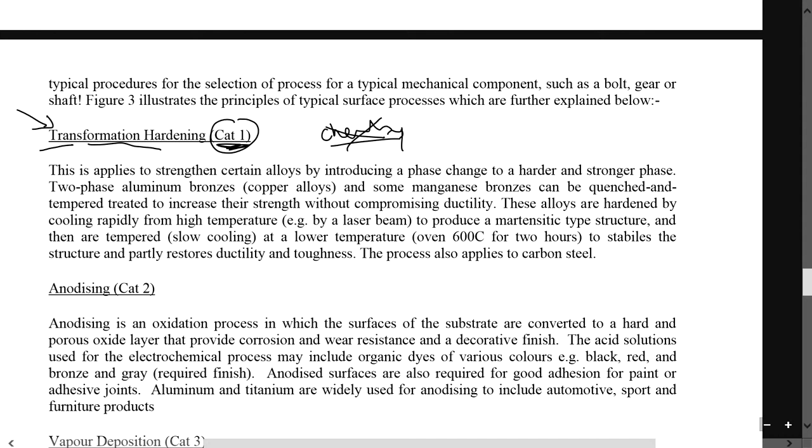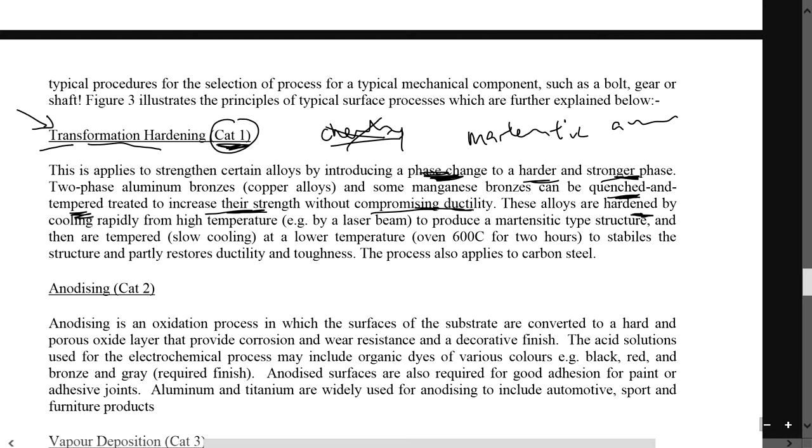What it is all about is that you change the phase of your material, the martensitic, or austenite or whatever. You change the phase to a harder and stronger phase in order to do certain things. So you need to quench and temper it to increase the strength without compromising ductility, etc. You need to know how to explain these things.